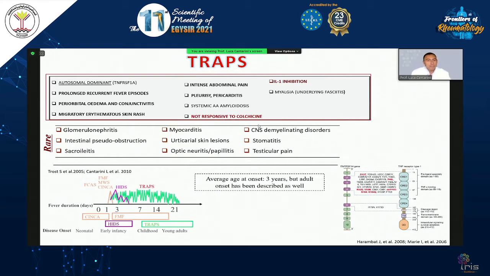TRAPS syndrome is the most common autosomal dominant autoinflammatory disorder. Patients may display typically prolonged recurrent fever attacks lasting more than 1 week, but usually lasting several weeks, associated with peculiar skin and ocular manifestations and serosal inflammation. Patients are not responsive to colchicine treatment, but are responsive to glucocorticoids and IL-1 inhibitors.